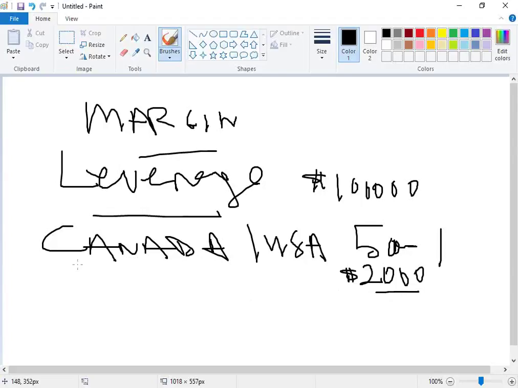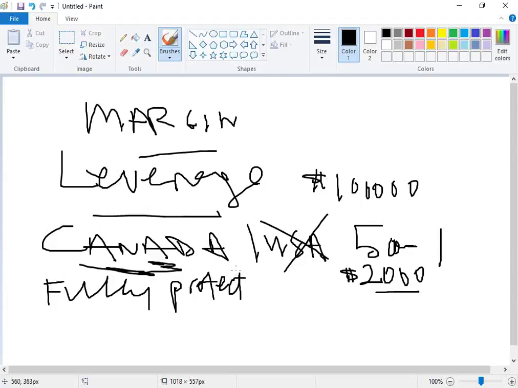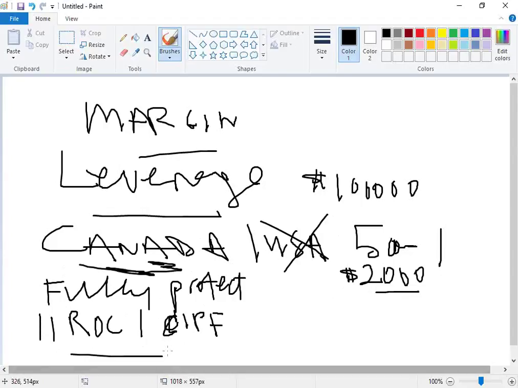Now, in Canada, one of the reasons you might open up an account in Canada is because Canada is fully protected. Your money is fully protected. Not in the States. We're talking about Canada right now. So fully protected. What does that mean? In order for a company to do business in Canada, they need to be IROC members, and they also have to be members of the CIPF, Canadian Investors Protection Fund. So in the event that the brokerage firm goes bankrupt, you as a Canadian have full protection on your capital.